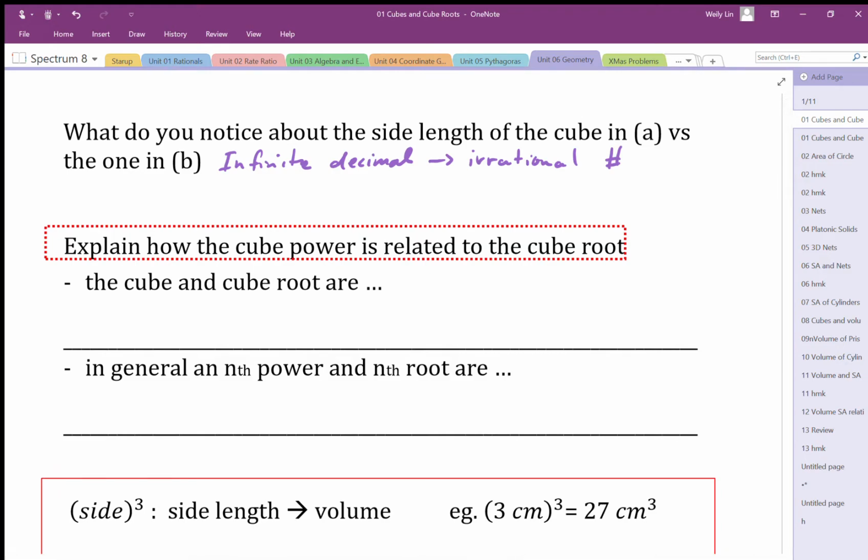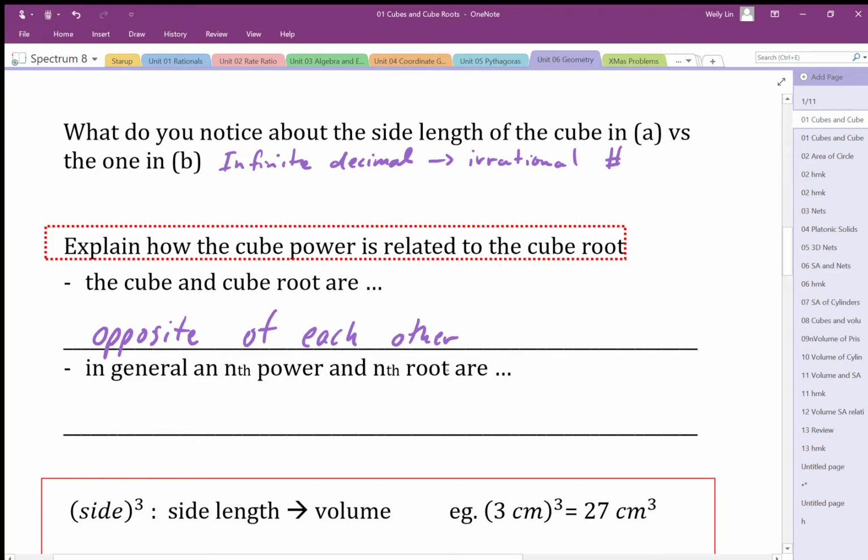How is the cube power related to the cube root? Well, the cube power and the cube root are opposites. So one undoes the other, just like times and divide, add and subtract. They are what we call mathematical opposites, and it is very important to understand this idea of opposites. The technical word for this is an inverse operation. We can undo one with the other. We undo a cube power with a cube root, and we can undo a cube root with a cube power.